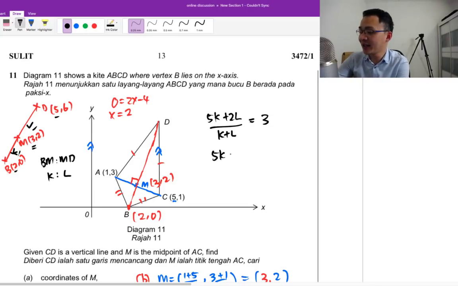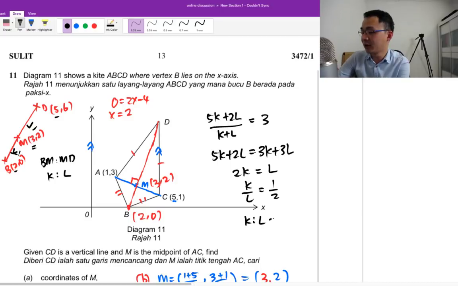So I have 5K plus 2L equals 3K plus 3L. And then I will solve this one. Here it gives me 2K, I move the 3K, and this one will give me L. So I want K over L, right? K over L equals, I move the L to the other side, 1 over 2. So K ratio L equals 1 ratio 2. Done. This is part C.